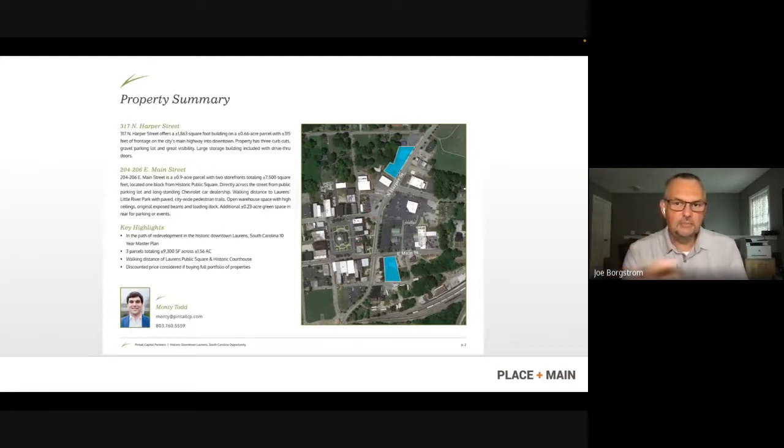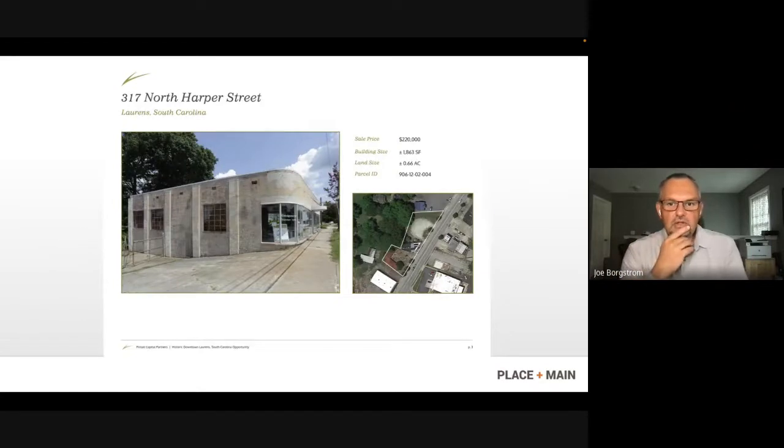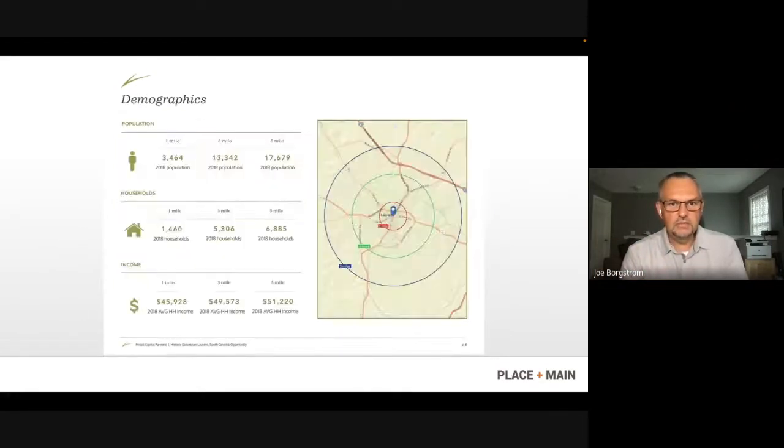This is the same property I showed you just a minute ago. This is when you click through to see the full listing. This is what the full listing looks like. This realtor happens to own 2 properties in downtown Lawrence, and it's a PDF that you can download. It's got 3 or 4 pages to it. Again, you can see that they've got the aerial, and then the original photo that we saw on the last one. And then they included basic market demographics.